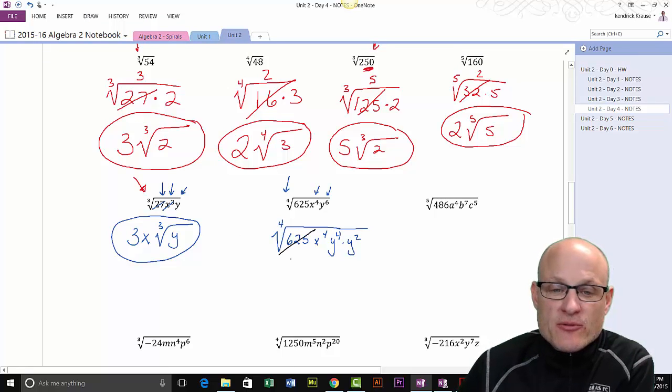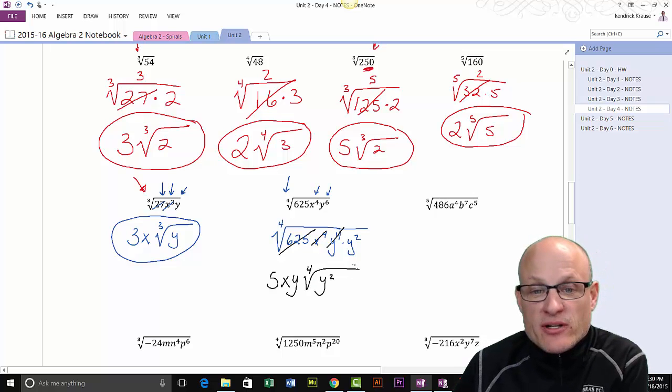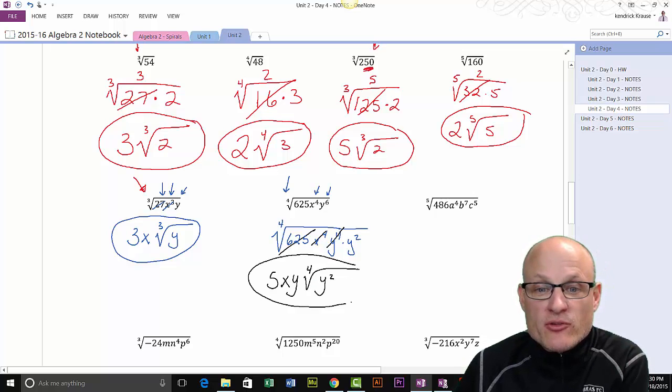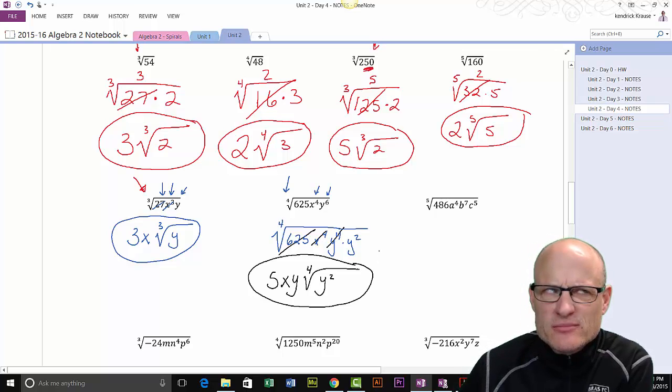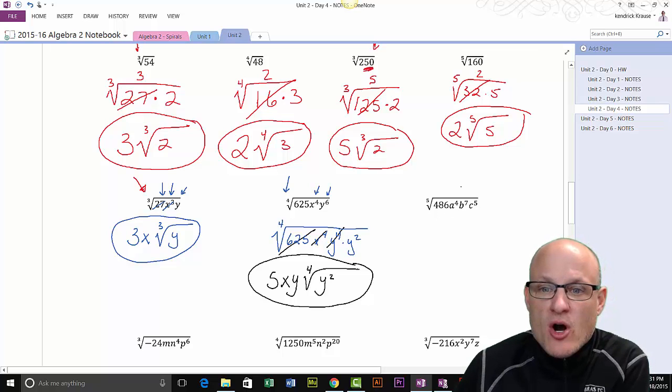So the fourth root of 625 is 5. The fourth root of x to the 4th is x. The fourth root of y to the 4th is y. And then the only thing I've got left over under the radical is the fourth root of y squared. And believe it or not, later on we're going to find out that's really just the square root of y. But you don't need to know that just yet. You may not know that this year. Got to look at the new curriculum. New curriculum's a little weird.